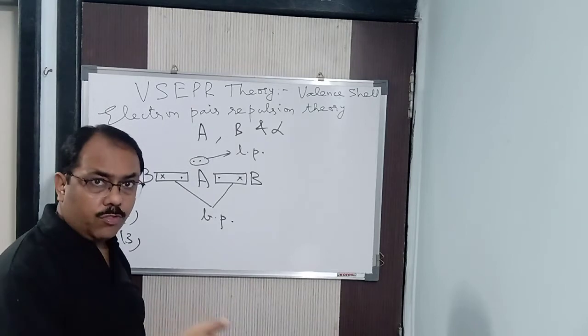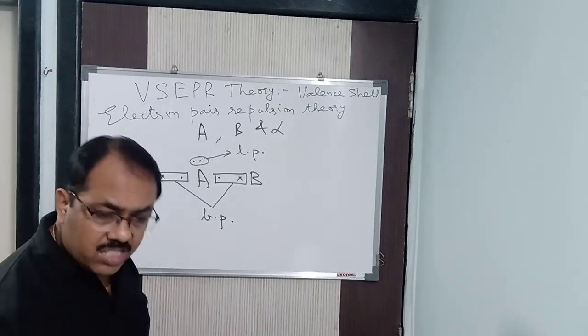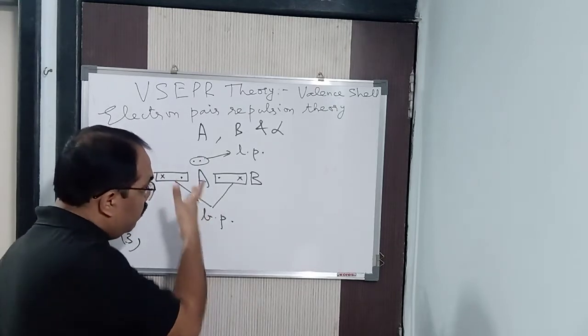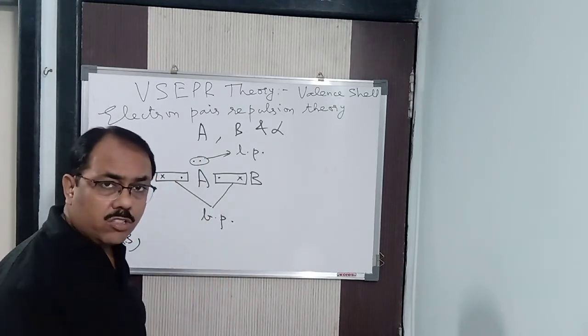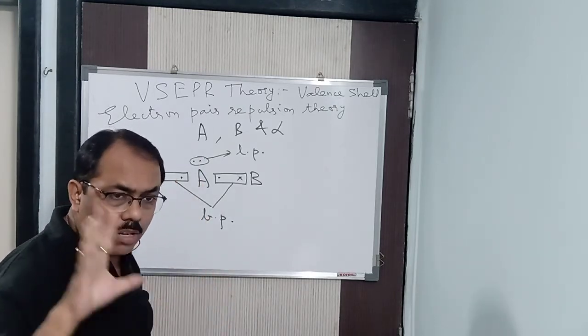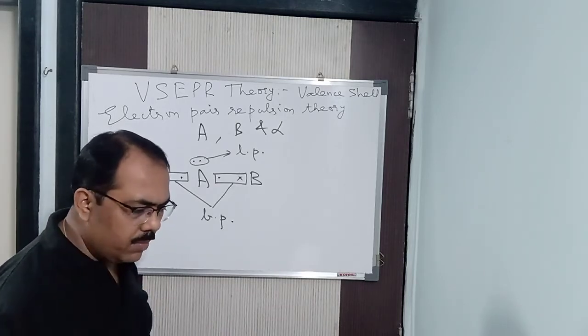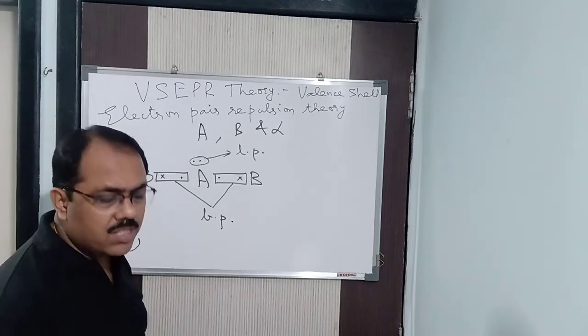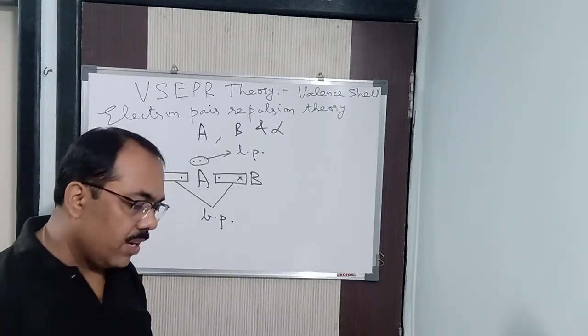I told you this before coming to the postulates. They arrange themselves in such a manner because they are directional. This is a covalent bond, it is directional. I am not talking about an electrovalent bond here. So, to have minimum repulsion, they will set themselves in such a manner that they have minimum repulsion and maximum stability.